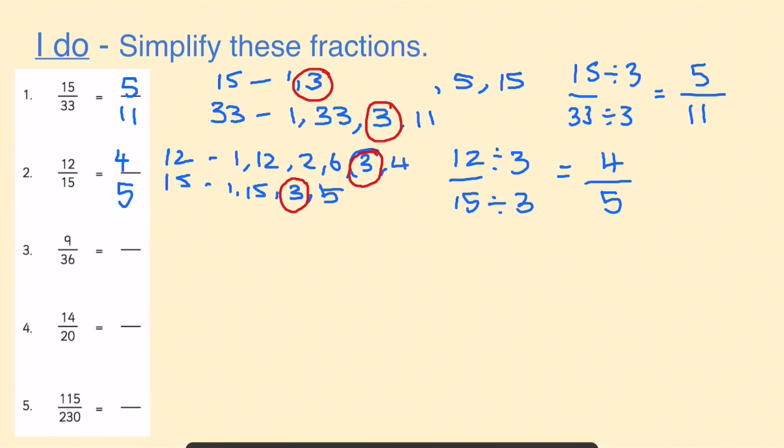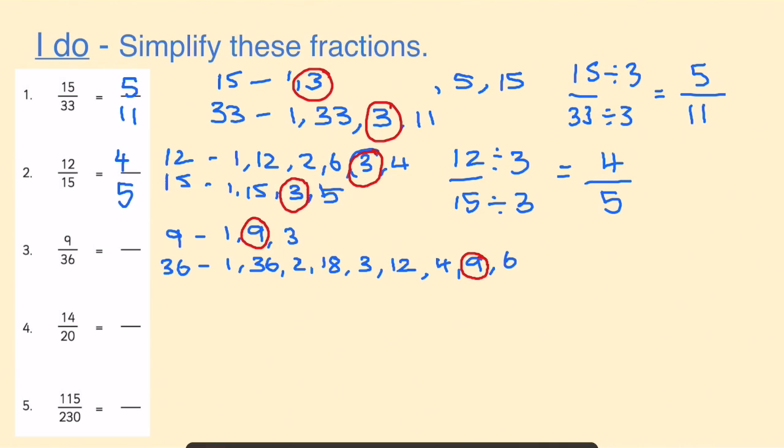Next, I'm going to look at 9 over 36. 9's factors are 1, 9, and 3. 36's factors, I think 36 has a lot. 1, 36, 2, 18, 2 times 18 is 36, 3 times 12, so 3 and 12 are factors, 4 and 9, and 6 times 6, so 6 is also a factor. So the highest common factor that they share is 9.